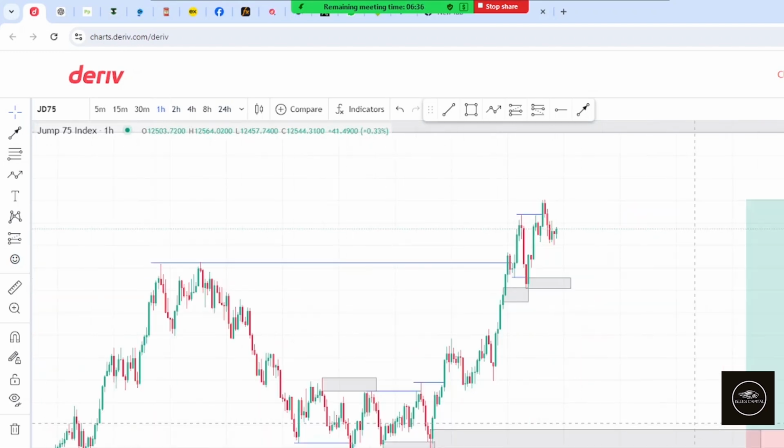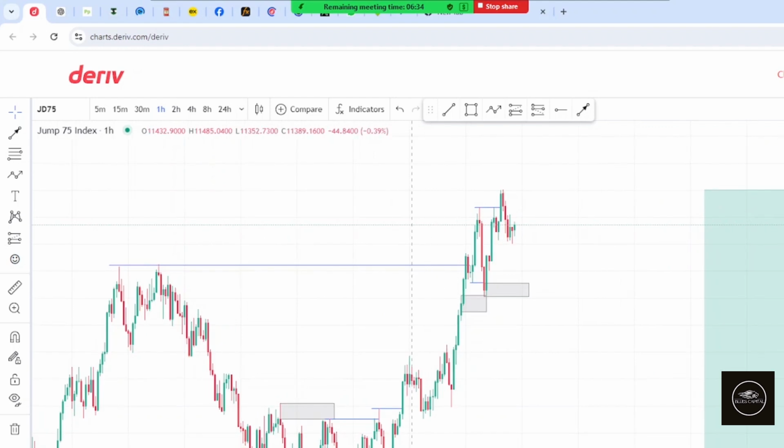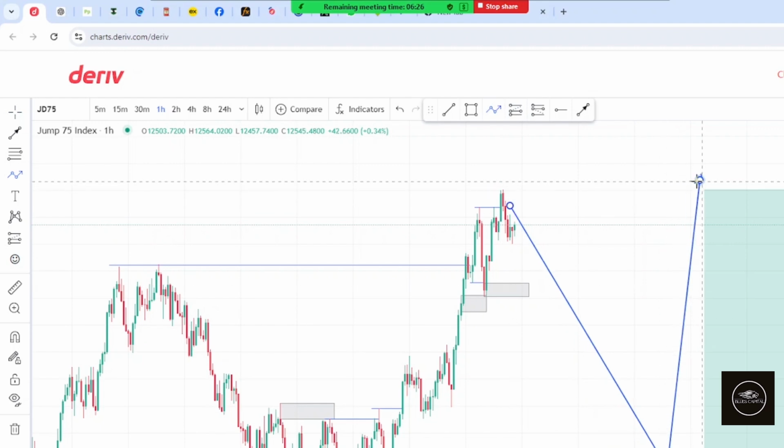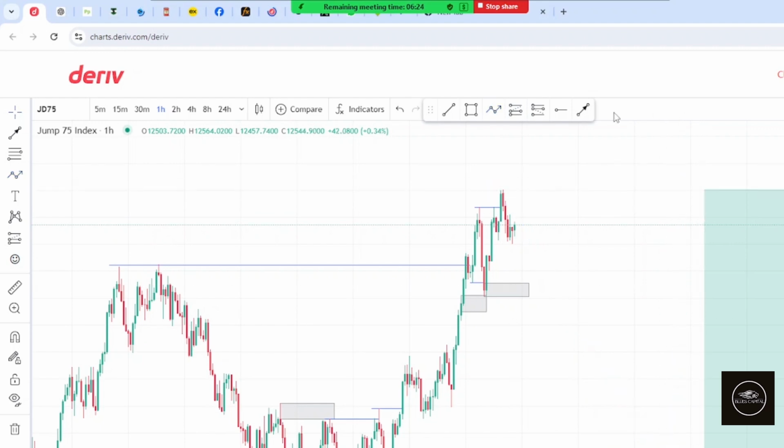You can see it. This is what? The zone. I'm anticipating something like this. This is a short time, what? Buy, or something like this. Depends.